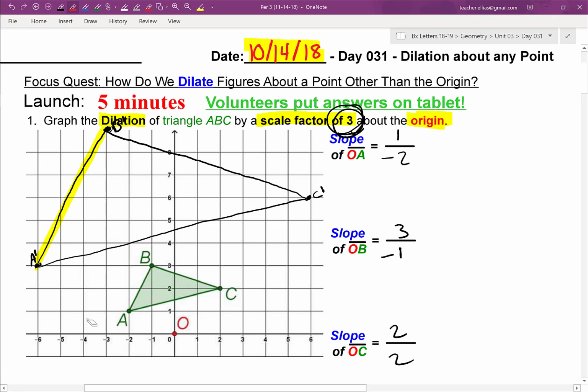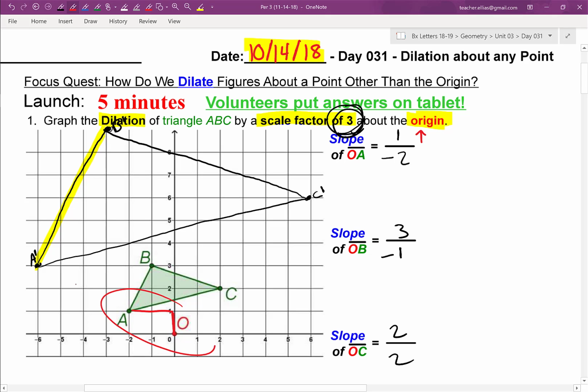So, what is the slope from O to A? O to A is 2. Wait, what? Never mind. Put it in terms of rise and run. 1 over negative 2. Yes, that is correct. That is a rise of 1, so you're going to go up 1, and then to the left 2. We're going to talk about the signage on that slope, but right now we're just going to review.